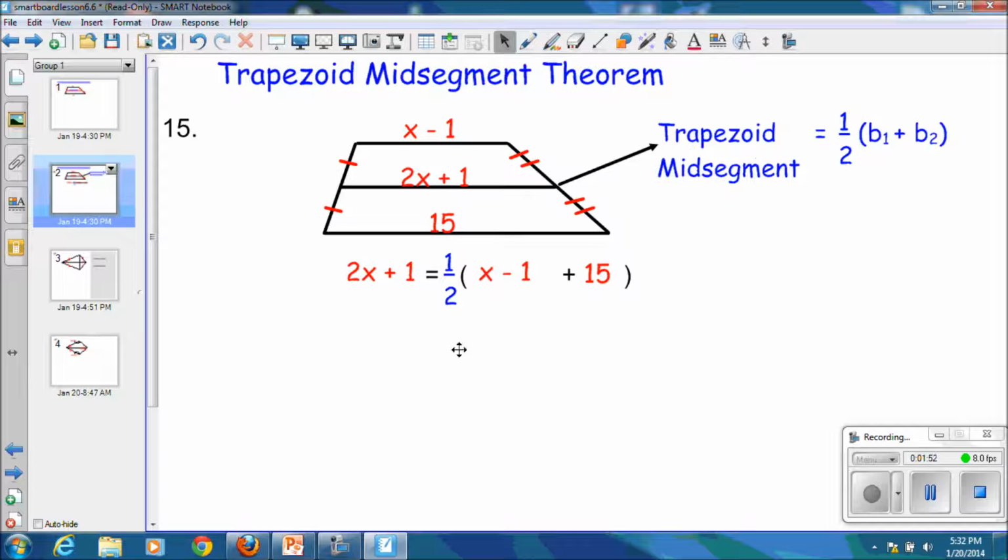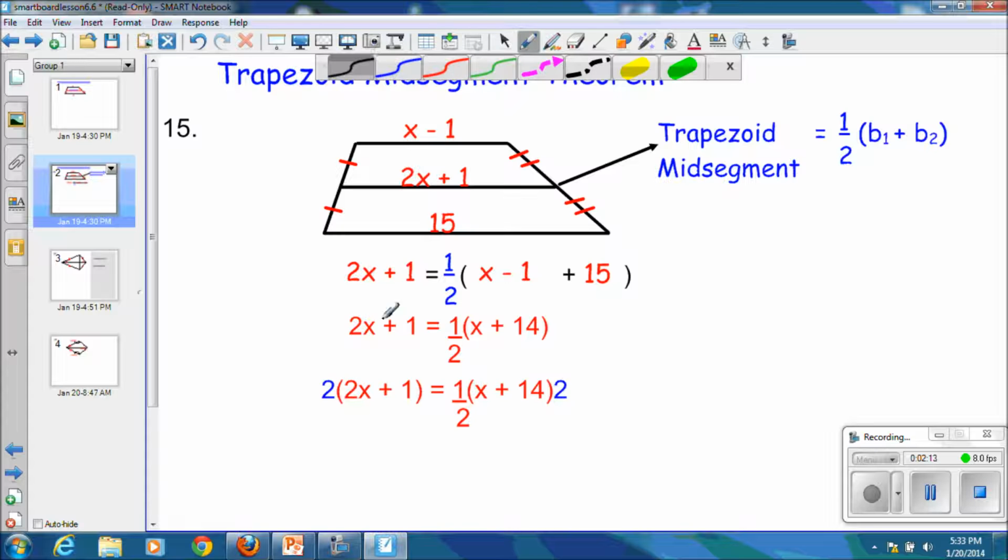Now I just need to do a little bit of basic algebra. The first thing I'm going to do is just combine or simplify. 15 minus 1 is 14. And then the next step is I like to get rid of my fractions. So what I'm going to do is multiply both sides by 2. That's what I'm showing you here in blue, because that allows me to cross out this denominator and this numerator. That just makes things a little bit easier.